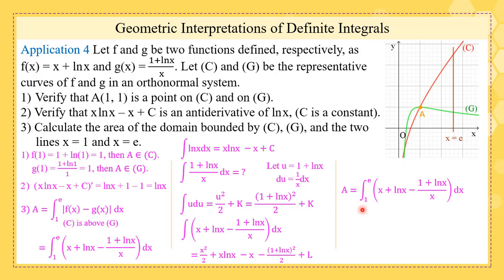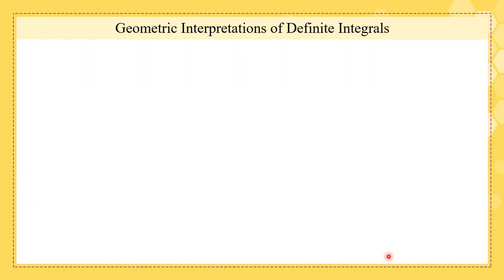A equal the integral from 1 to e of x plus ln x minus (1 plus ln x) over x dx, which is equal to the primitive found in this part between 1 and e. First we replace x by e, minus, we replace x by 1. We get a result equal e squared over 2 minus 1, approximately 2.69 units squared.